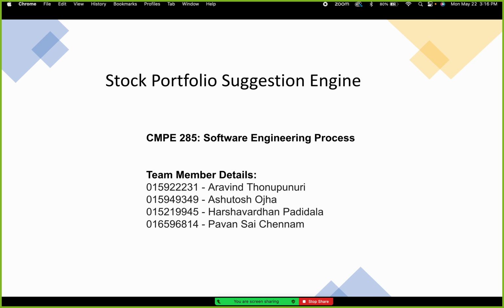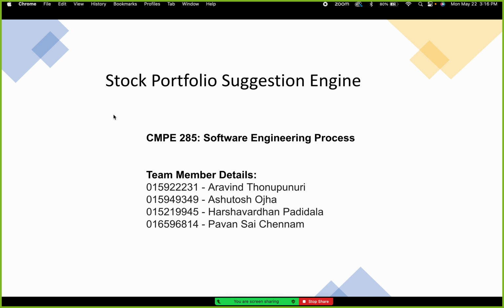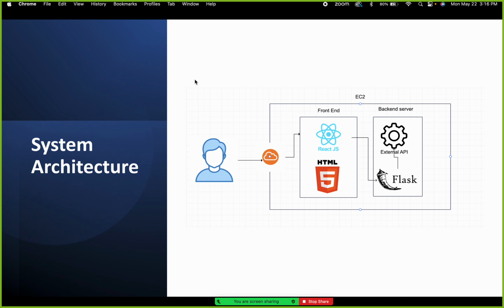So this is our stock portfolio suggestion engine, and the architecture below mentions that we used React as the front end technology, and we have used Flask for the back end, and we deployed this application in the Amazon EC2 service.